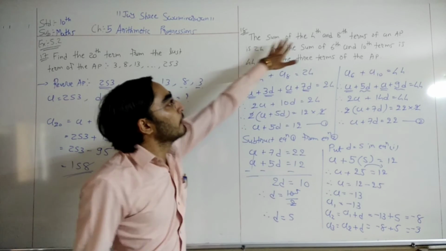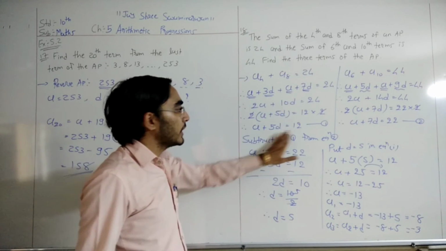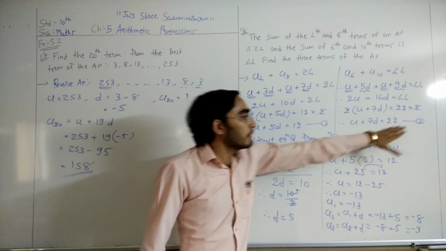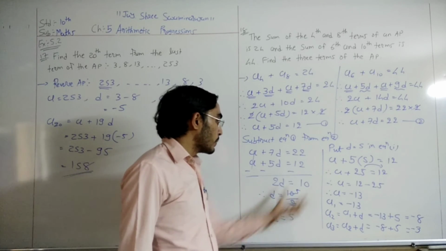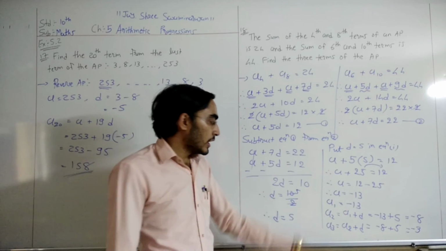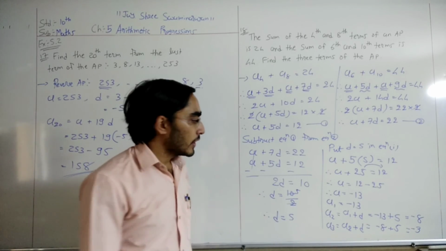So here, the sum of the 4th and 8th terms is 24. Use the formula and we get one equation. Same thing here, we get one more equation. Solve these two equations, and we will get the values of d and a, and from that we can find our first three terms. Okay.